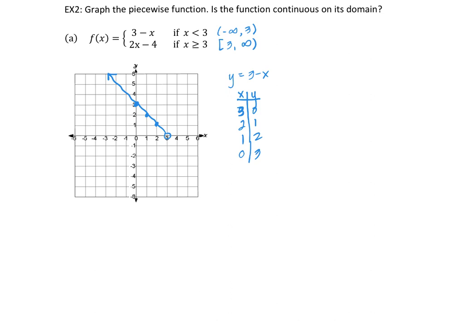So this portion of the graph, and this is typically what we do when we graph our piecewise functions, is we will label each piece. This would be y equal to 3 minus x.